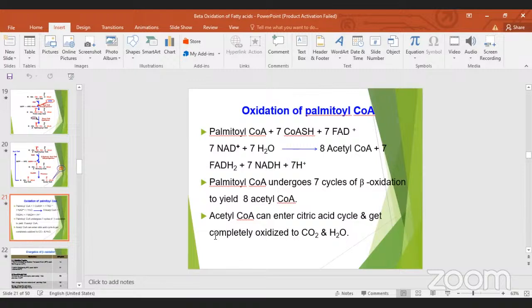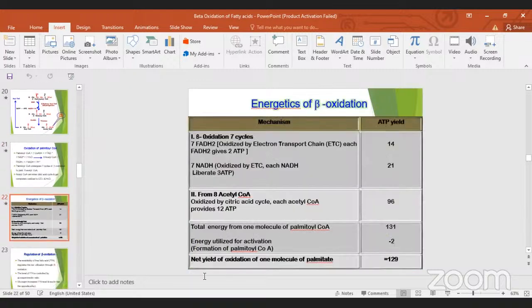Acetyl CoA can enter the citric acid cycle and get completely oxidized to CO2 and H2O. This is the energetics of beta oxidation. What is the energetic table of the beta oxidation?